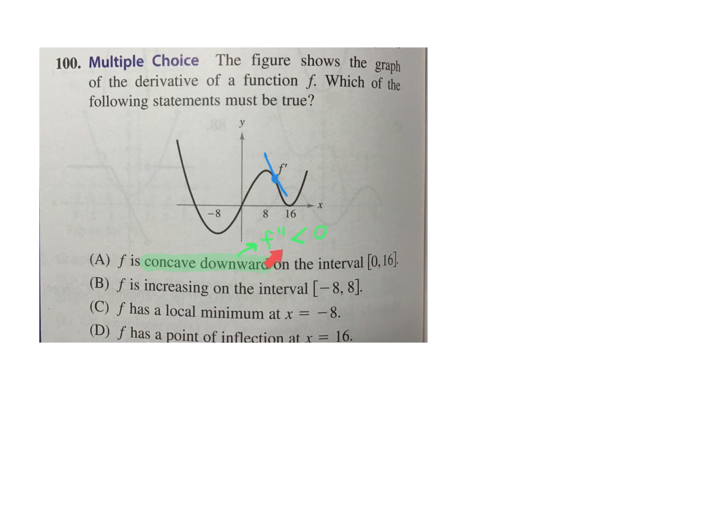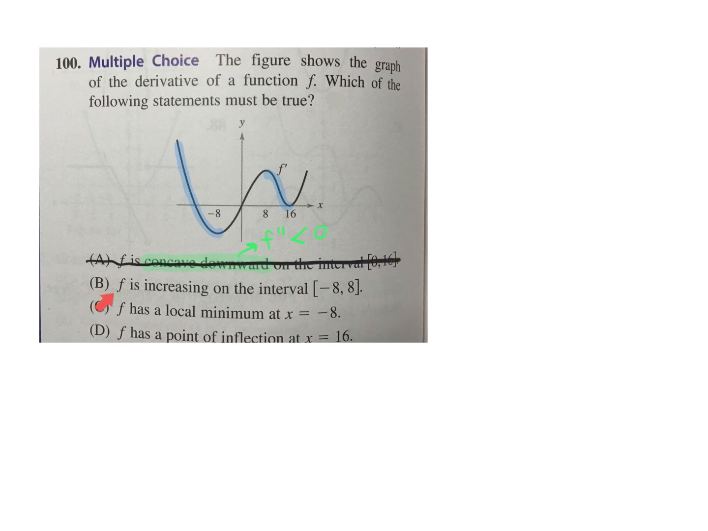So we're talking about the second derivative, and we saw that it's negative only when the x values are between 8 and 16 and smaller than negative 8. These are all the places where the slope of the graph of the derivative is negative. These are all the places where the second derivative is negative. These are the places where f is concave down, not on 0, 16.